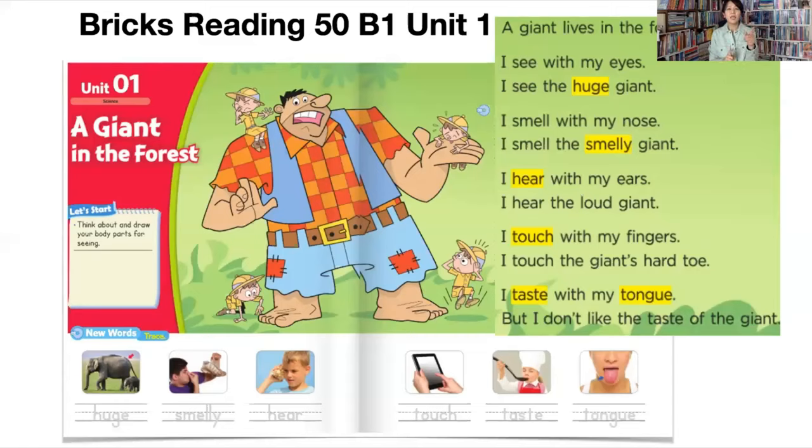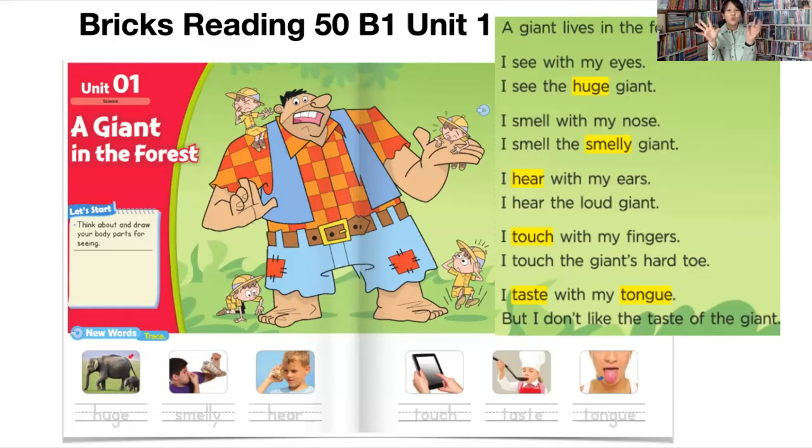First one, I see with my eyes. I see the huge giant. So, see, eyes, and then we can add three word groups, huge giant. Second one is smell, nose, smelly giant. Third one, hear, ears, loud giant. Touch, fingers, touch the giant, hard toes. And then tongue, but I don't like to taste the giant. Actually, me too. It's a funny ending, right?